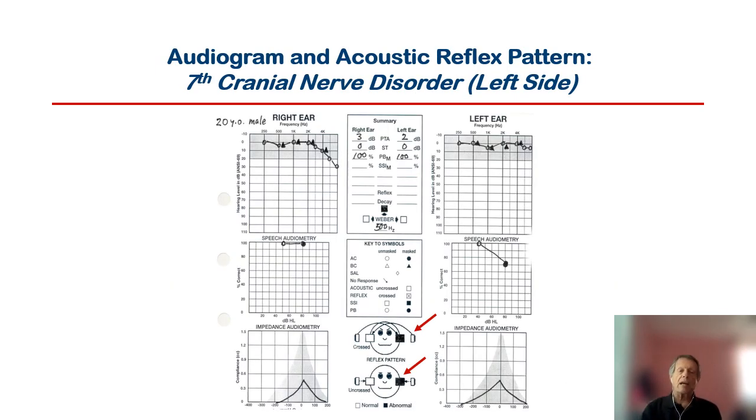And here's an example of the audiogram for that type of patient. Normal hearing sensitivity in both ears, normal tympanograms, everything kind of looks normal, and yet there are no acoustic reflexes whenever the probe is in the left ear. This is a patient with left seventh cranial nerve disorder, Bell's palsy.